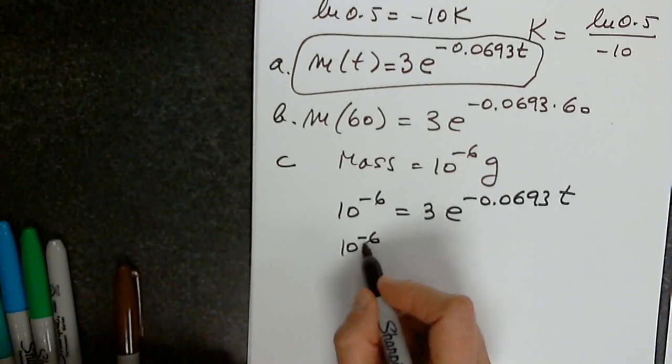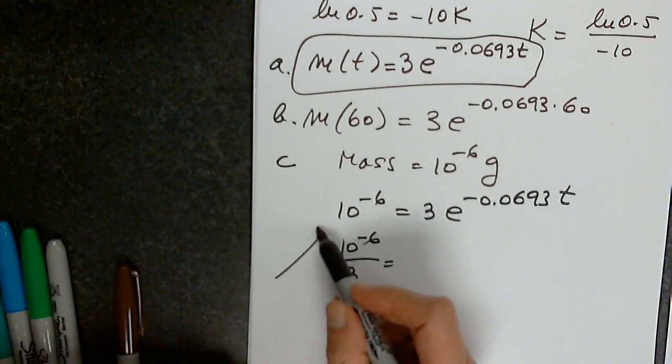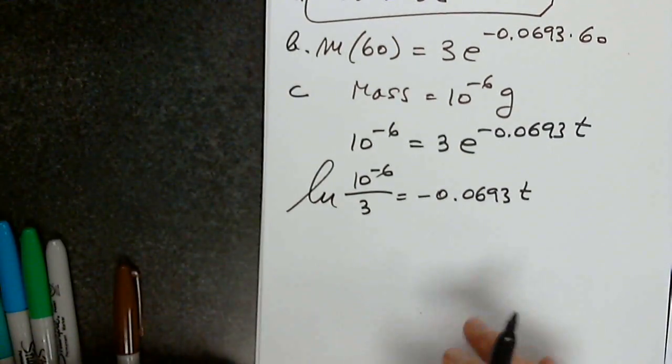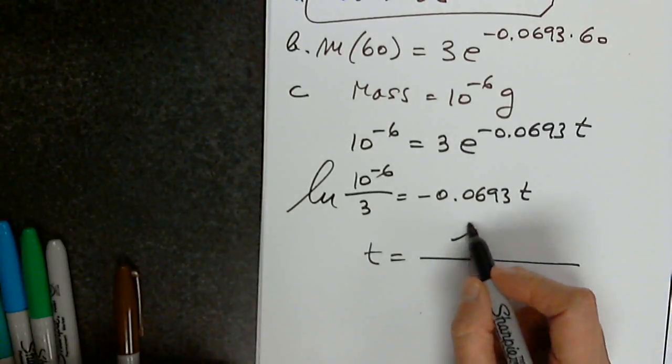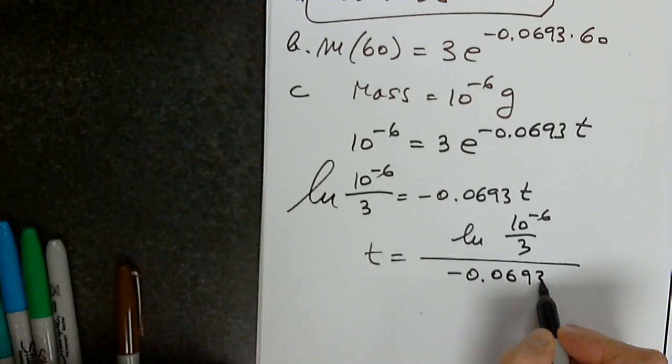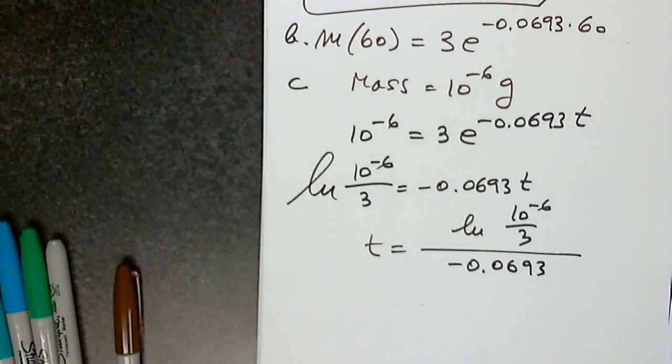So 10 to negative 6, you don't have to mess with that at all. So just apply natural log and then divide by that number. Let's see how many seconds are required for this. I know I held you 1 minute over, I'm so sorry. But if you want, I can stop.